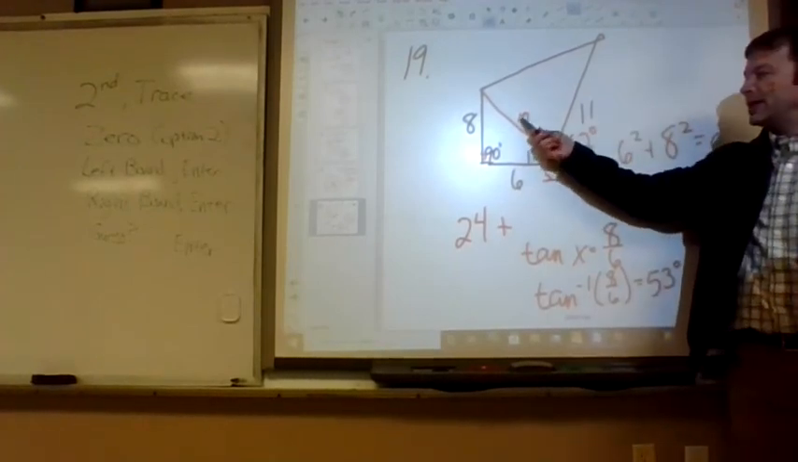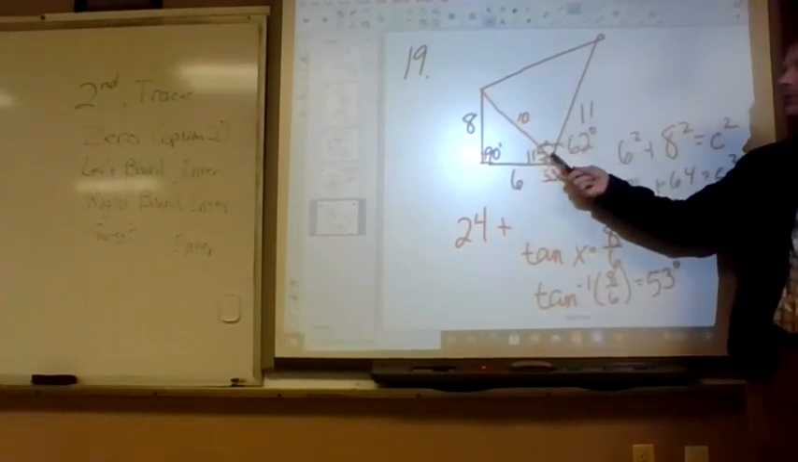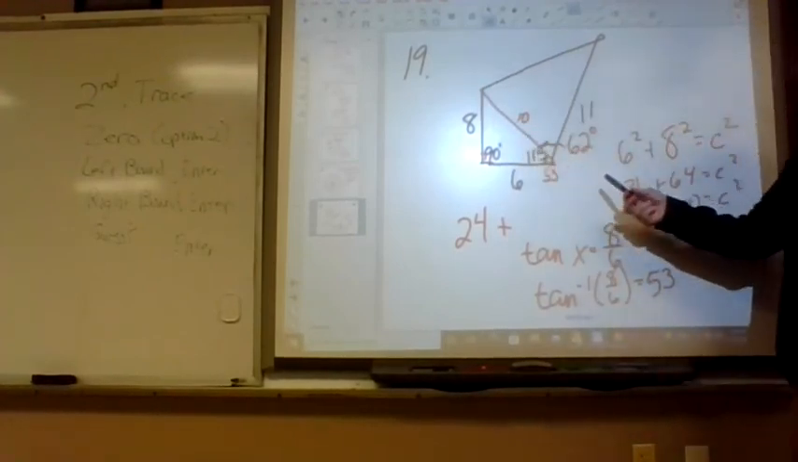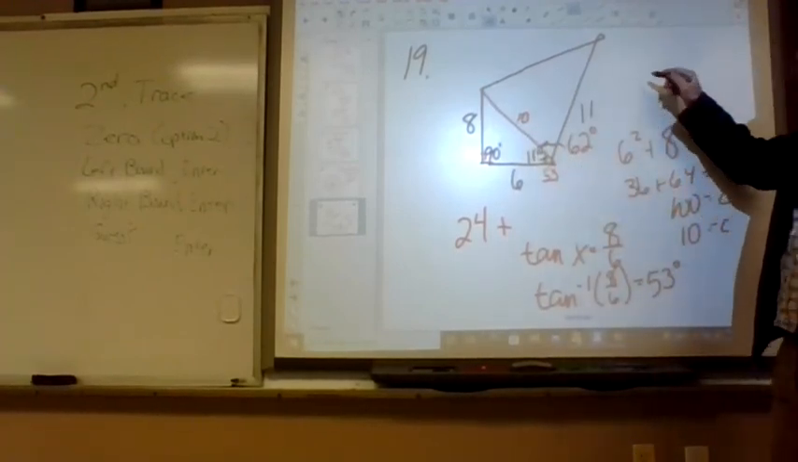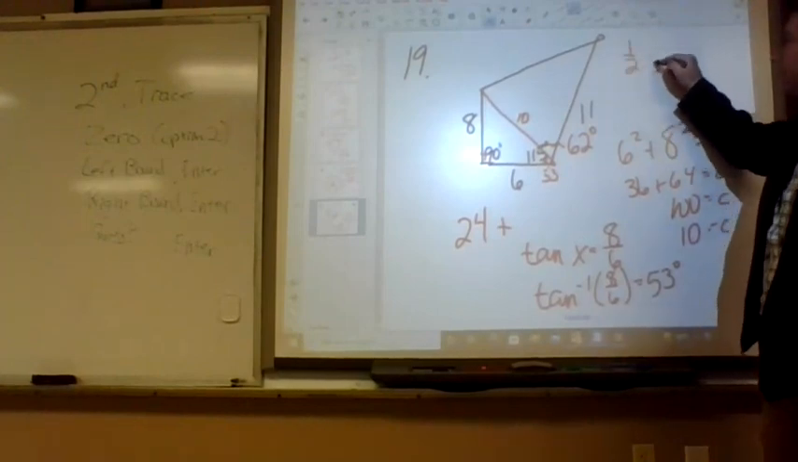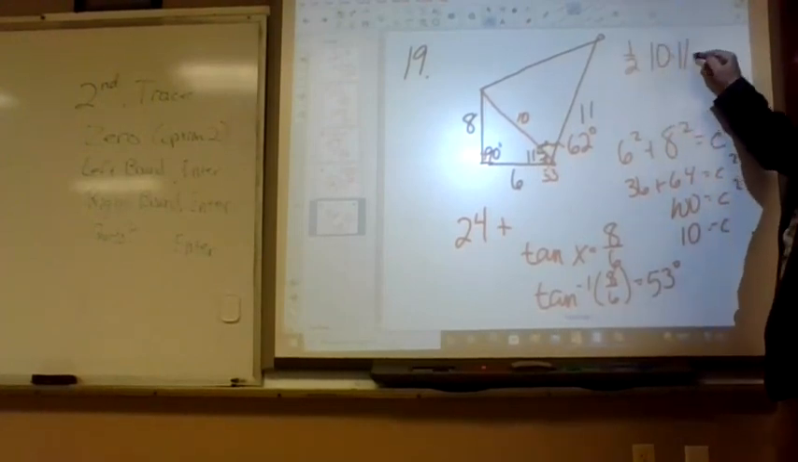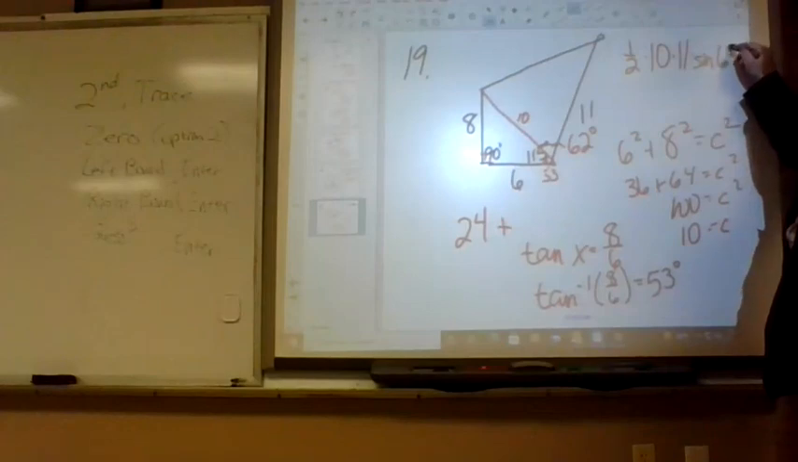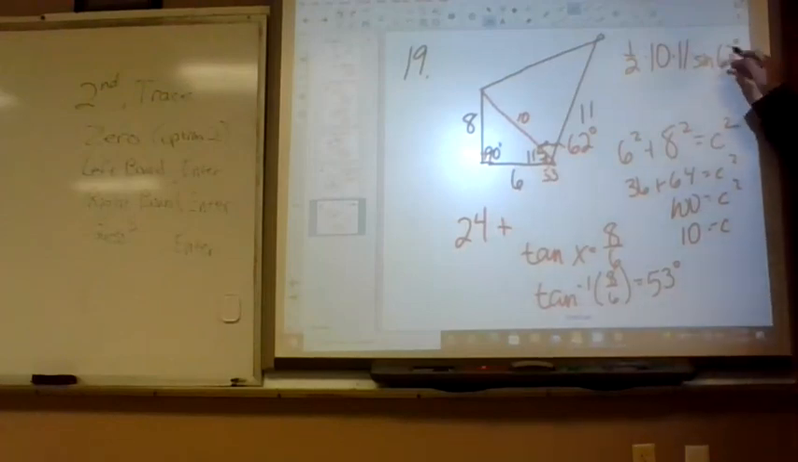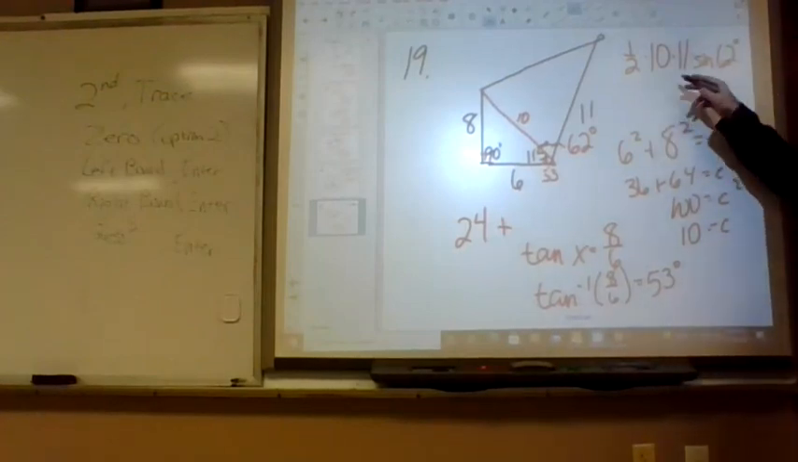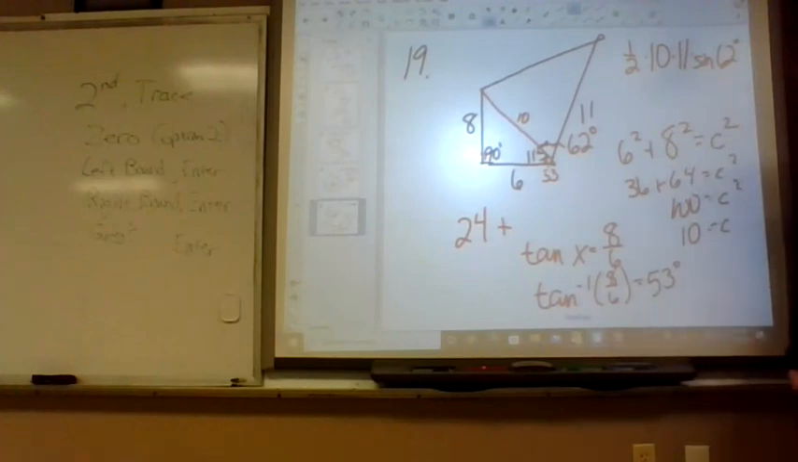So we have our side, our angle, and our side. We can find the area of this big triangle up here. So 1/2 times 10 times 11 times sine of 62. That's 55 times sine of 62. 48.6.